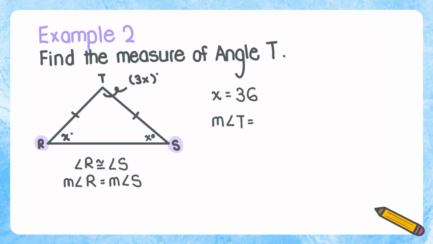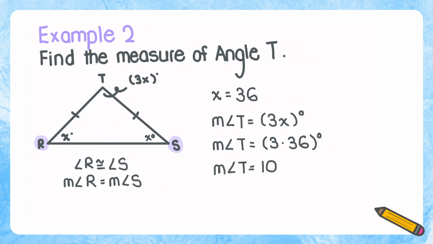So the measure of angle T equals 3x degrees. Let's replace x with 36. So the measure of angle T equals 3 times 36 degrees. And then what's 3 times 36? That's 108. So the measure of angle T equals 108 degrees. So here we use the idea that base angles of an isosceles triangle are congruent to each other. Then we solved for x and then found the measure of angle T.